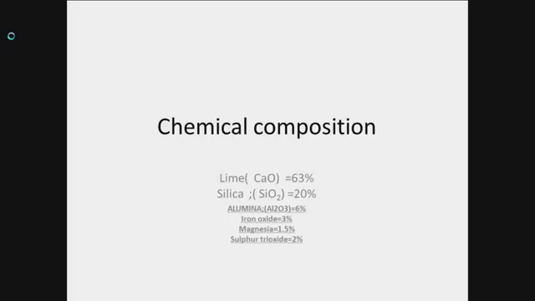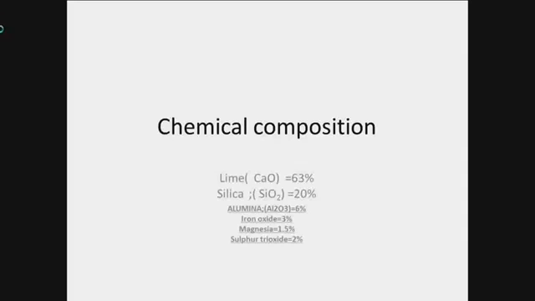Then we have iron oxide, which ranges from 0.5 to 6%, and the average content being 3%. Then we have magnesia, which ranges from 0.1 to 4%, and the average content being 1.5%. And then we have sulfur trioxide, which is 2%.